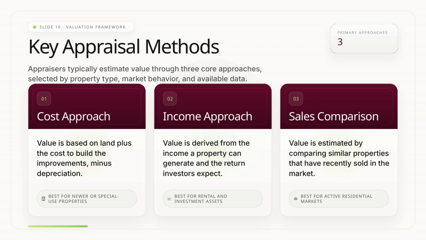Next is the income approach, where the property's value is determined by the income it can generate and the return investors expect. This is ideal for rental properties and investment assets. Finally, the sales comparison approach estimates value by looking at similar properties that have recently sold in the same market, making it the go-to method for active residential markets. Each approach offers a unique perspective tailored to different situations.